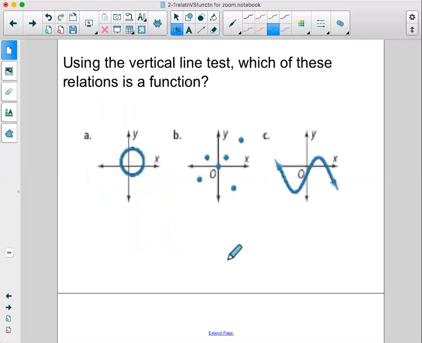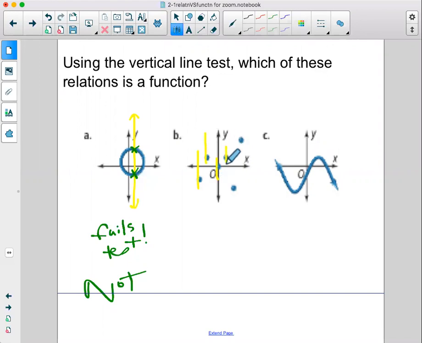Use the vertical line test, pause the video, and see if you think each of these relations, are they functions or not? You can see if I draw the yellow imaginary vertical line, it crosses in more than one place, in this case 2 places, fails the vertical line test, not a function. But you can see here, anywhere I try to draw a vertical line through this relation, I only hit one point. So in this case, yes, it is a function.